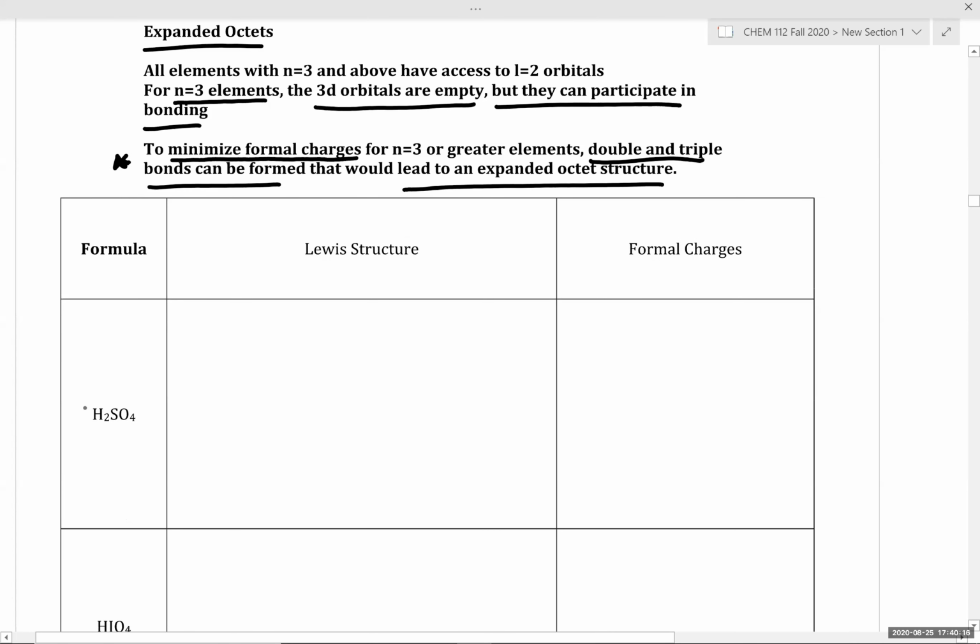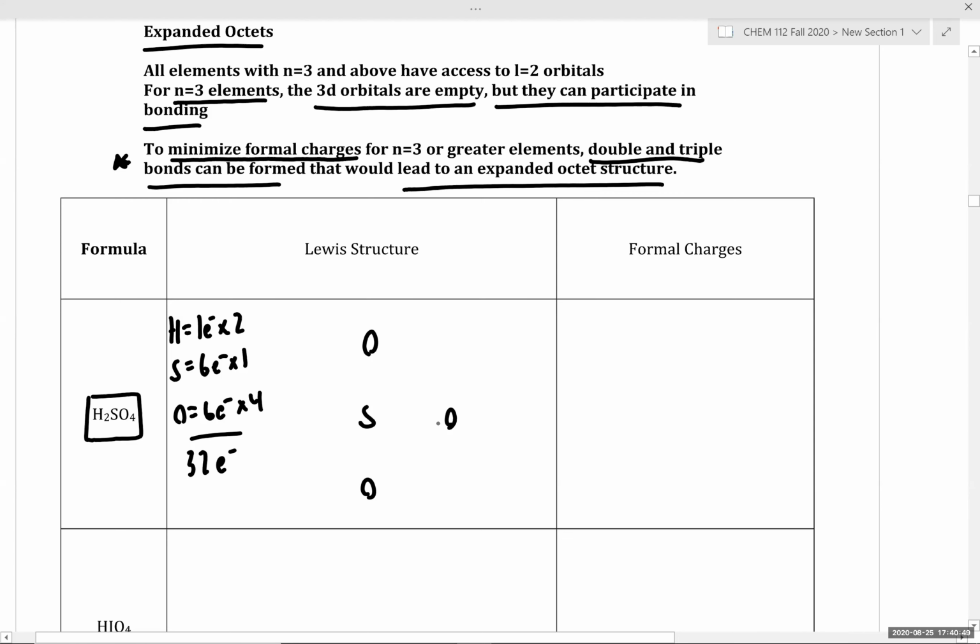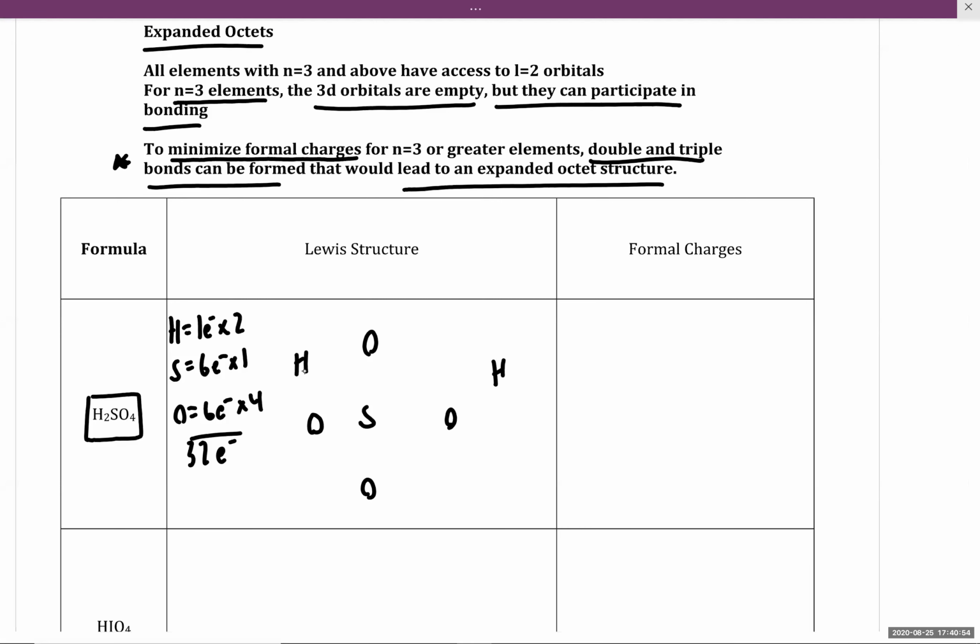Looking, for example, at sulfuric acid, if we're just counting our electrons and trying to draw our Lewis structure, hydrogen contributes 1 electron, and we have 2 of them. Sulfur contributes 6 electrons, and we have 1 sulfur. Oxygen contributes 6 electrons, and we have 4 oxygens. So we have 32 electrons to work with. If you were drawing out a Lewis structure in Chem 101 or 102, you'd place sulfur as the central atom, surround it with the 4 oxygens, and place a hydrogen on each of our oxygen atoms.